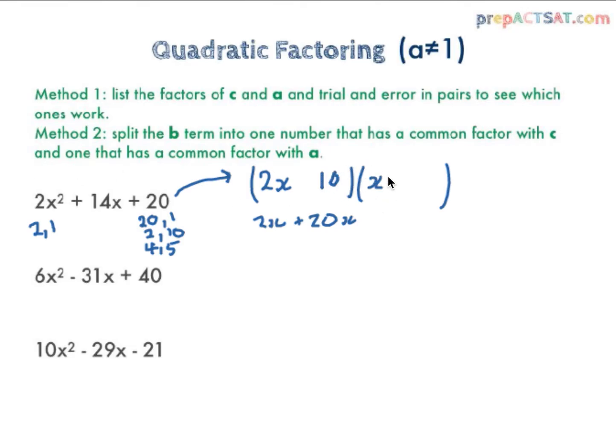What we'll do now is swap them around. Okay, so that didn't work. Now 10x, 2 times 2 is 4, plus 4x. Okay, that's going to give me 14x, so that works.